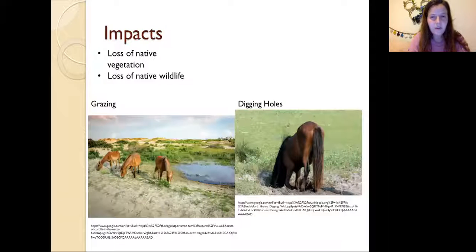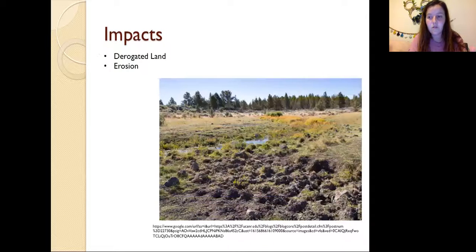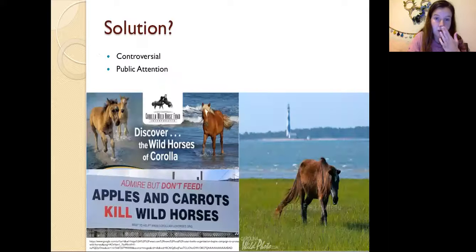Okay. So how do they actually impact the environment? Well, they cause a loss of native vegetation and a loss of the native wildlife due to similar impacts. So when they graze, they actually cut really close to the roots, which does not allow for that native vegetation to grow back. And then that creates an issue for the local wildlife. But then they also dig holes. So they look for fresh water. They can't drink salt water, obviously. So they will dig down deep into the water table to try to find a clean water source. And so that causes a big problem because it causes degraded land, and then it causes a lot of erosion. If you've ever had horses or known someone that's had horses, you know that this is what your yard will look like. And thus the Outer Banks are also looking like that as well.